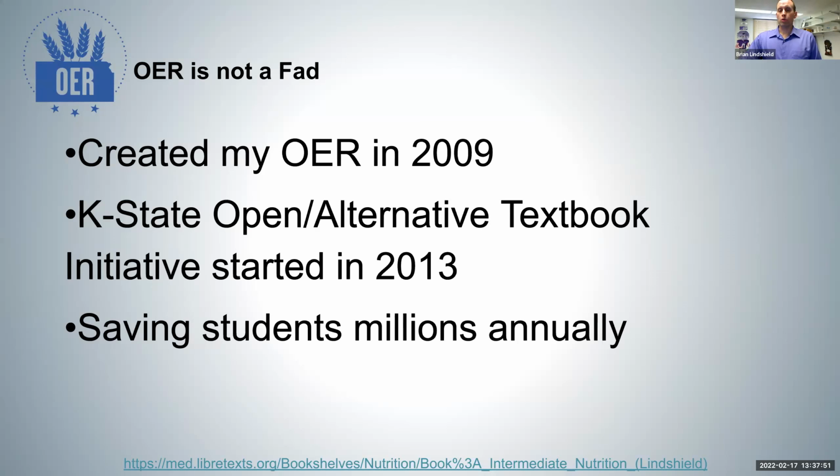The open alternative textbook initiative I talked about started in 2013. We're getting close to a decade, our 10-year, and so we're starting to plan for what that's going to look like. We're saving students millions annually, and so it's something that definitely is having a great impact.